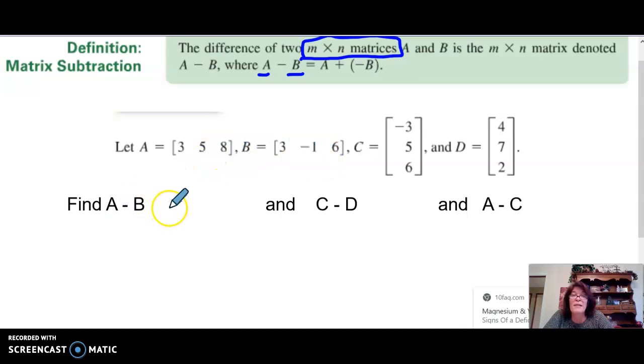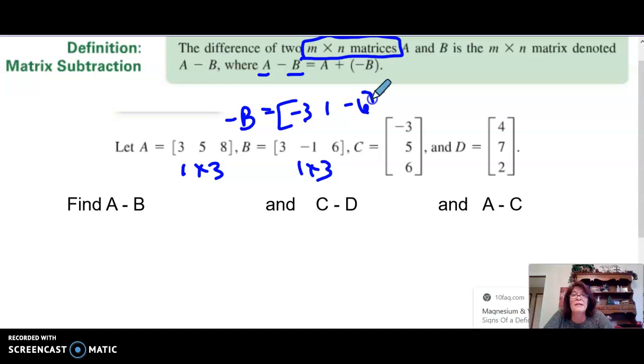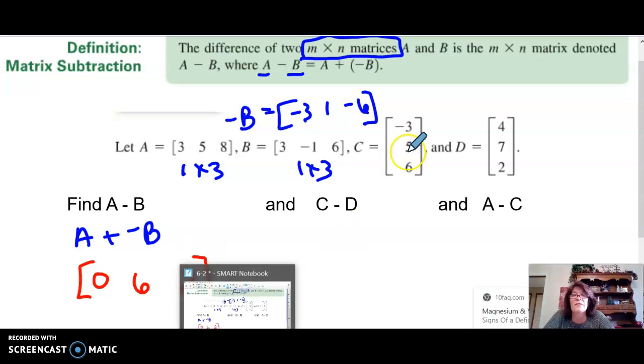First of all, if I'm going to do A minus B, they better be the same dimensions. Let's see, this is a 1 by 3. This is a 1 by 3. So you should be able to do that. I'm going to find the opposite of B, because that's how we subtract. We're going to take A plus the opposite of B. The opposite of B is -3, 1, -6. Now when I take A plus the opposite of B, I'm adding the corresponding entries. 3 plus -3 is 0. 5 plus 1 is 6. 8 plus -6 is 2. Okay, that's A plus -B.